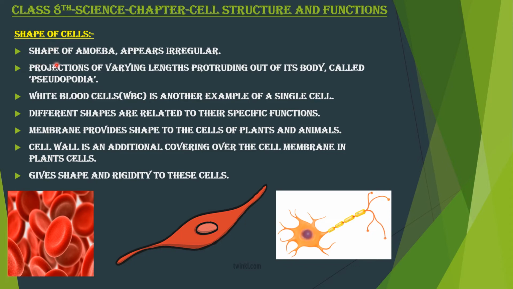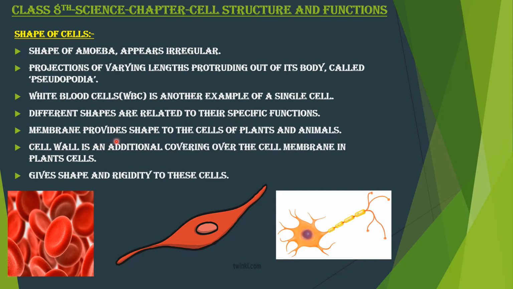As you can see, the shape of an amoeba appears irregular. Whenever food comes, the shape of the amoeba changes and it goes near that food and eats it. Projections of varying lengths protruding out of its body are called pseudopodia. White blood cells, also called WBC, are another example of a single cell. Different shapes are related to their specific functions.